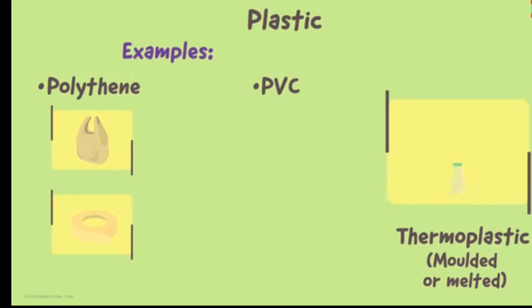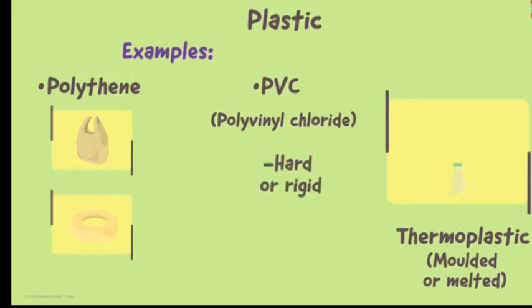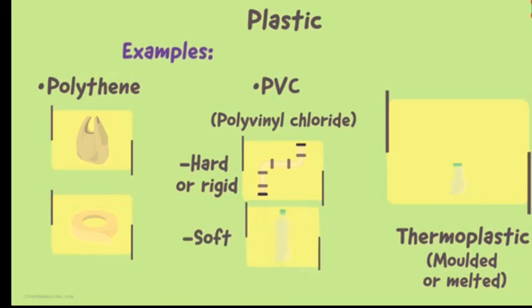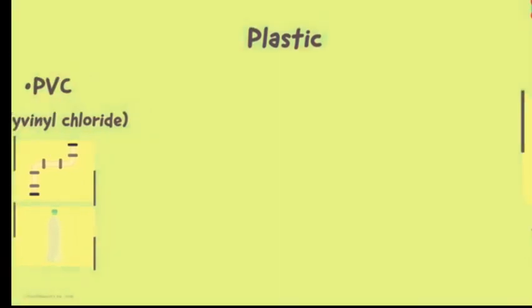We see polythene bags made and sold in the market, as well as the cellophane tape that we use in our day-to-day life, which are both examples of polythene plastic. The next one is PVC. It stands for polyvinyl chloride. It is of two types. Either it can be hard or rigid, or it can be soft. Hard and rigid PVC is used in pipes, the water carrying pipes and all. So they are made up of PVC, that is polyvinyl chloride. Whereas the soft ones are the ones that we see in bottles and all those things.